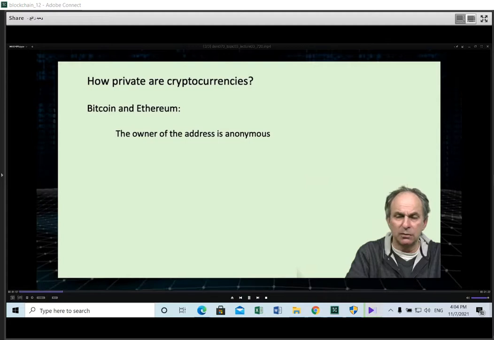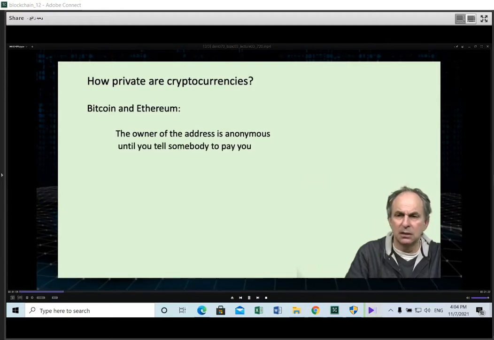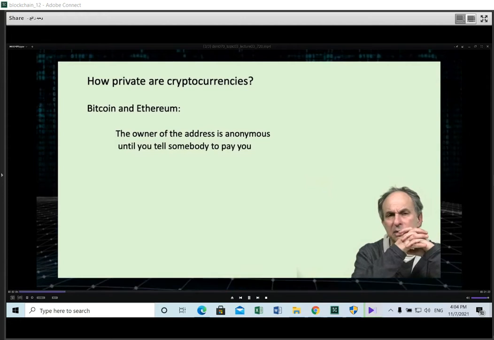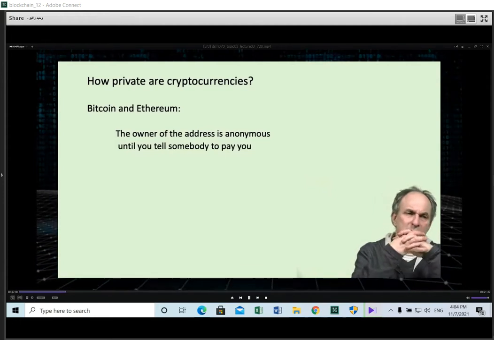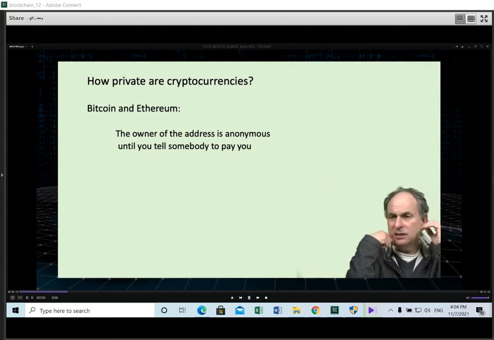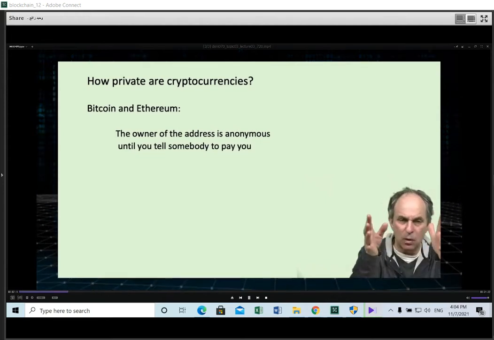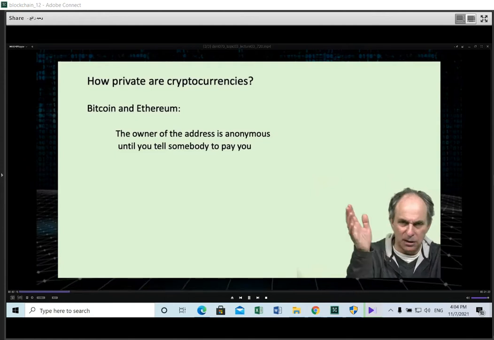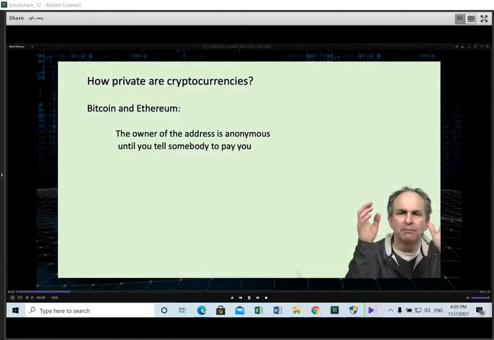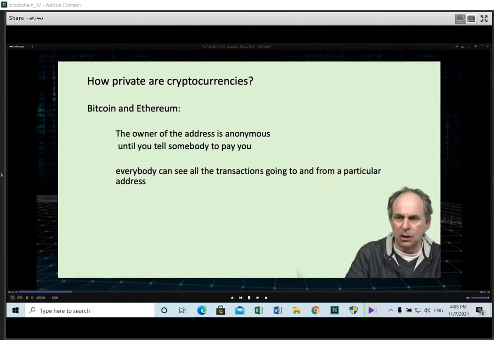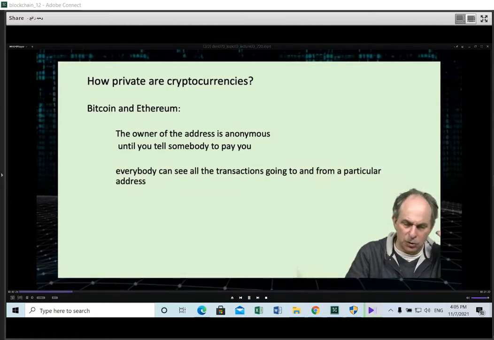That's true, but whenever you do a transaction, everybody can see the transaction. Everybody can see all the transactions going to and from a particular address. So even if I don't know who owns that address, they know all the transactions associated with that address if they want to. That doesn't change. That's something you can just do. Monero is more private than that. And so, what I said before, it's called a privacy coin.